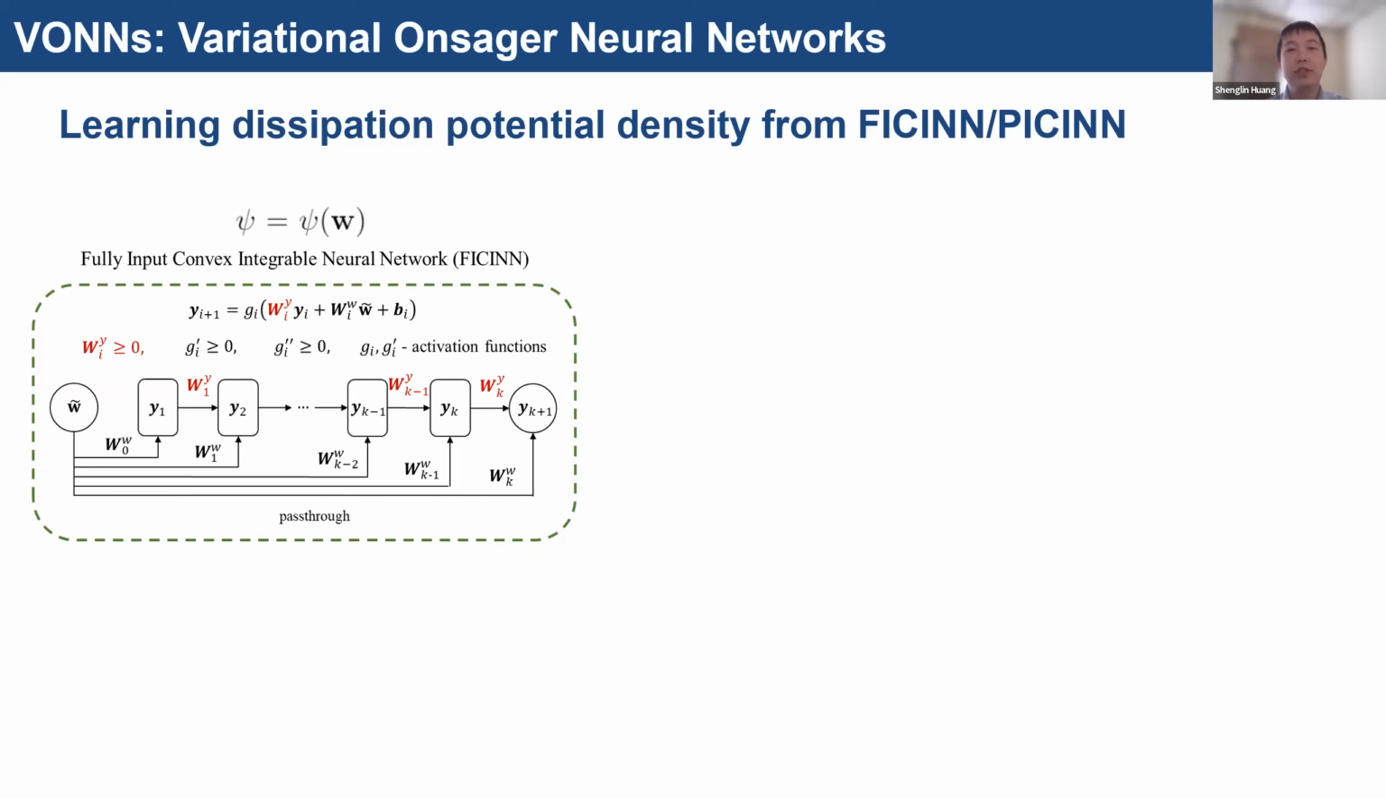For learning the dissipation potential, it's a little bit more complicated. First we consider a simpler case where the dissipation potential psi is only a function of the process variable W, and it is convex on W. Here we use the fully input convex neural network. This is a feed-forward neural network plus plenty of pass-through layers between the input layer and each layer. In order to make the output a convex function, we need these red weights to be non-negative and set the activation functions to be convex and non-decreasing.